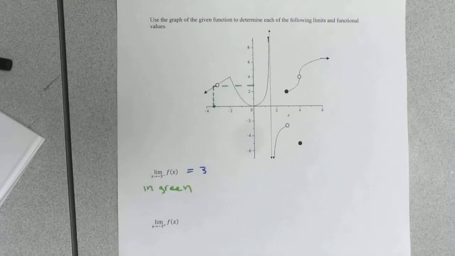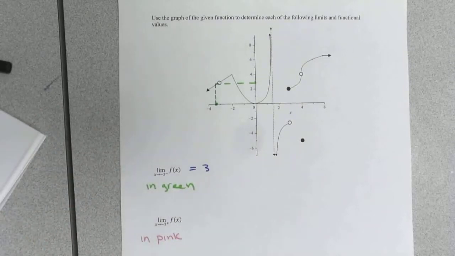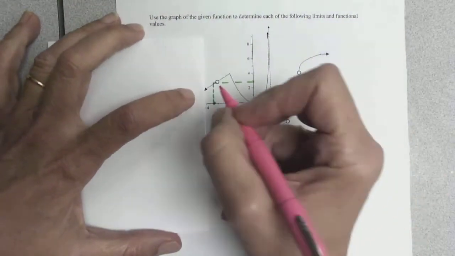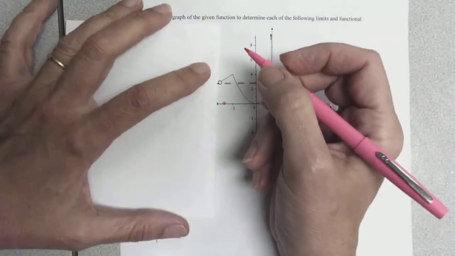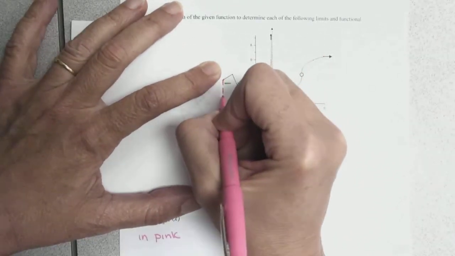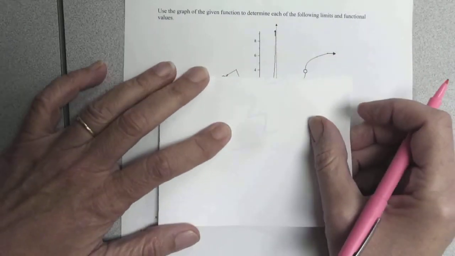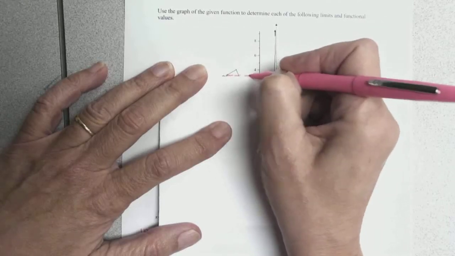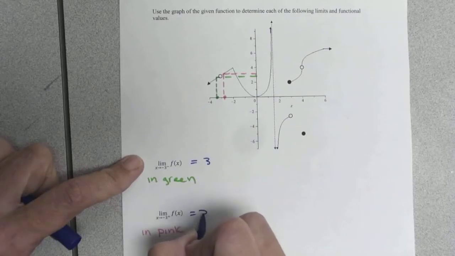Next one, as x approaches negative 3 from the right. We will do that in pink. So same idea. I'm going to point to a spot close to negative 3 but on the right. Then I'm going to go up to my function and try to draw a straight line. So I go up to the function, touch the function, and then go over to the y-axis. And the value you are close to is your limit. And so again, it looks like this is also going to be 3.